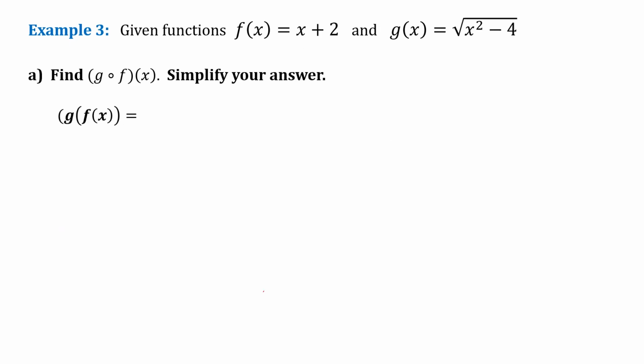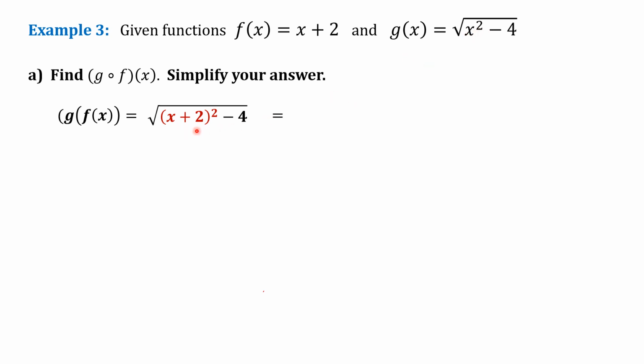For example 3, given the functions f, which is a linear function, and g of x, which is a radical function, find g of f of x and simplify the answer. So in finding g of f, this time the innermost function is f of x. So we will put the function f inside the g. So we can come up with the square root of the quantity x plus 2 squared, because we place x plus 2 in x, then minus 4.